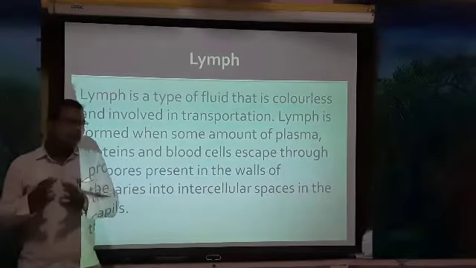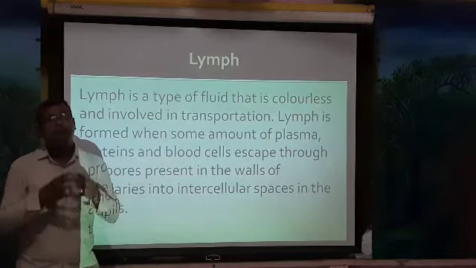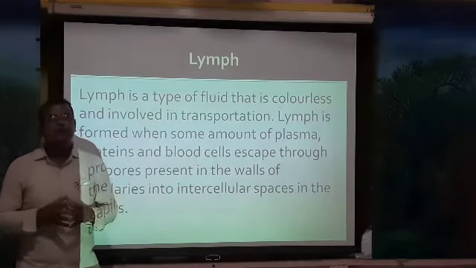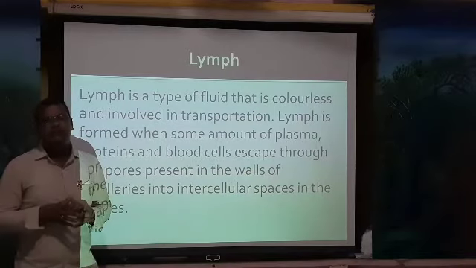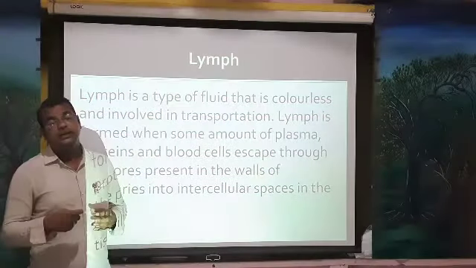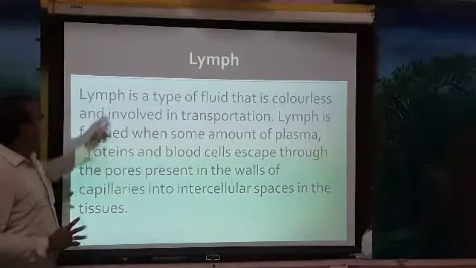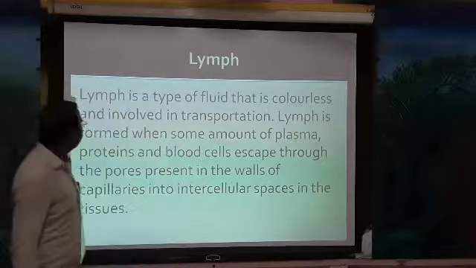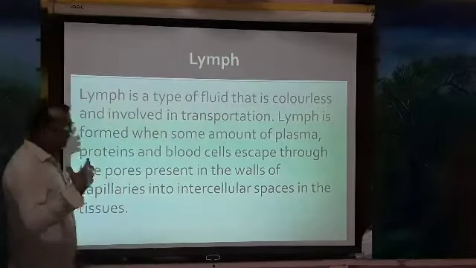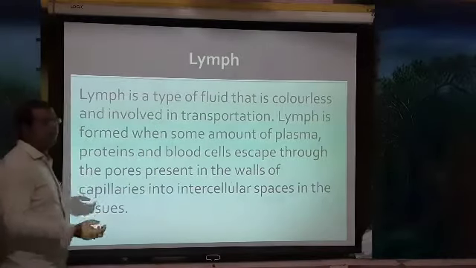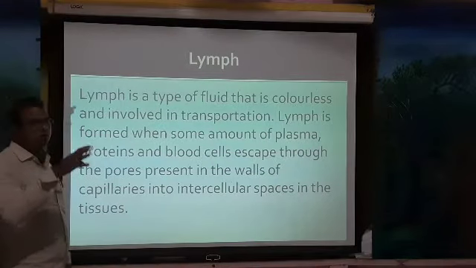Because the blood contains RBC cells, which contain hemoglobin. That hemoglobin is a pigment which gives the red color to the blood. Whereas lymph doesn't contain RBC, hence it doesn't have hemoglobin, so it is colorless. The lymph is a type of fluid that is colorless and involved in transportation. Lymph also helps in the transportation of food and other materials to all the parts of the body.